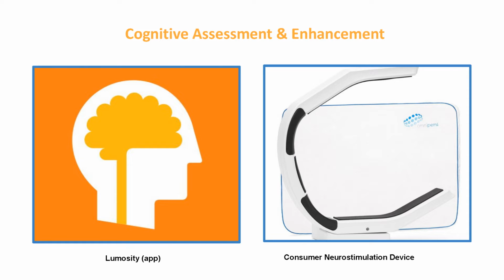Then we have cognitive assessment and enhancement. So the Lumosity app, you may have seen, is used for people to try to improve cognitive skills usually associated with IQ tests. You go through, you play a bunch of games, it assesses where your cognitive abilities are, again, measuring it on an IQ spectrum. And then it gives you games that you progress through to try to improve on these skills. And so that's an app. It's not interfacing with the nervous system in any way, but I would still consider that to be a neurotechnology.